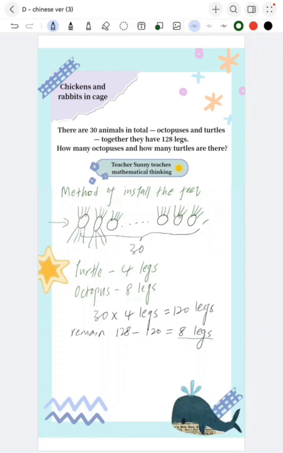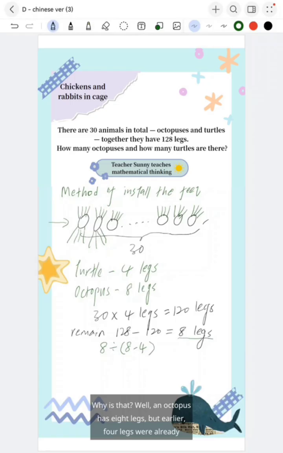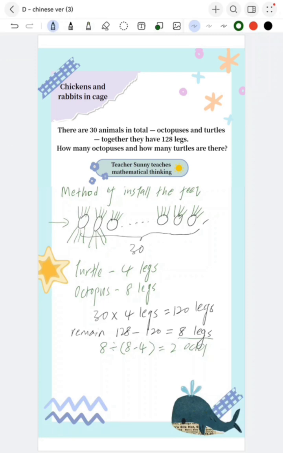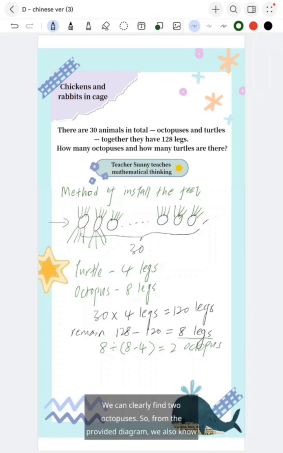So in other words, these 8 legs divided by 8 minus 4. Why is that? Well, an octopus has 8 legs, but earlier 4 legs were already installed. So in total, 2 octopuses. We can clearly find two octopuses. So, from the diagram, we also know that there are indeed two octopuses.